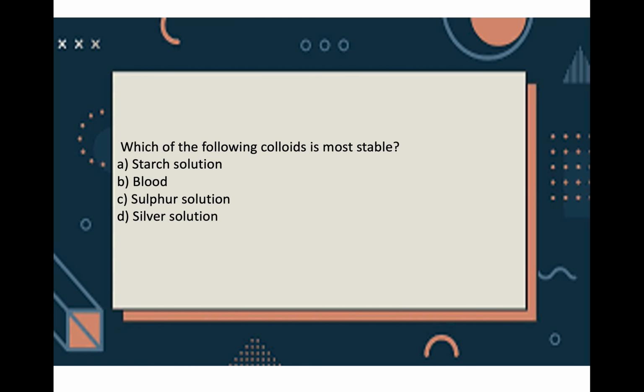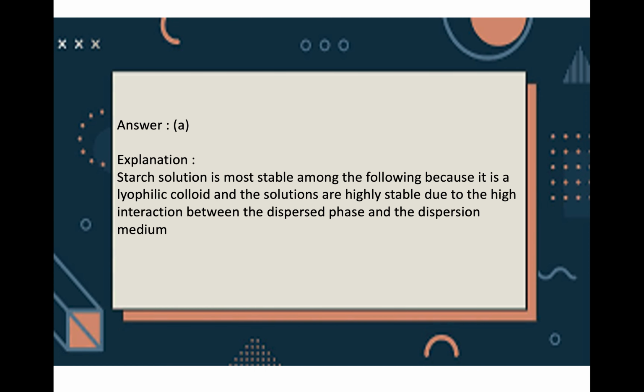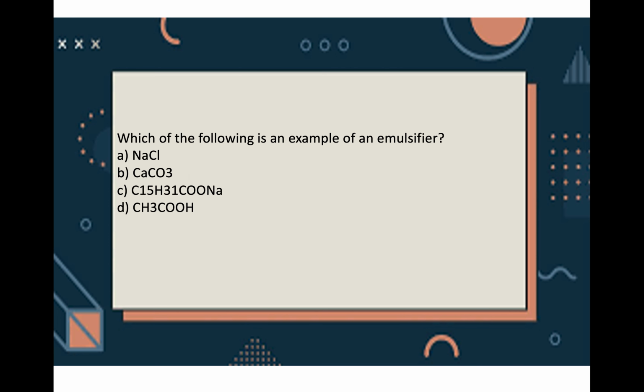Which of the following colloids is most stable? A. Starch solution, B. Blood, C. Sulfur solution, and D. Silver solution. So, A, starch solution is the most stable among the following because it is a lyophilic colloid. So, the solutions are highly stable because of the high rate of interaction between the dispersed phase and the dispersion medium. Now, next question, which of the following is an example of emulsifier? A. NaCl? B. Calcium carbonate? C.